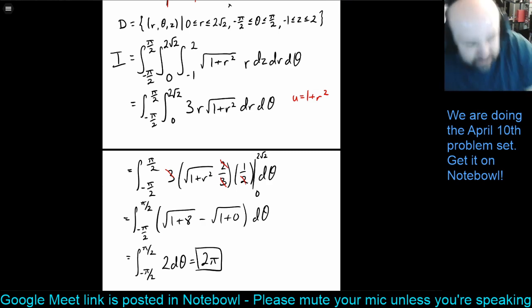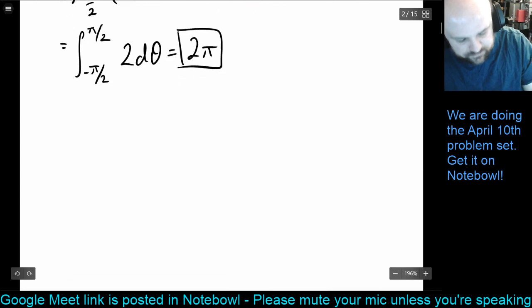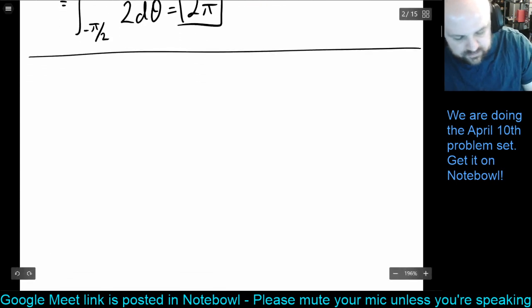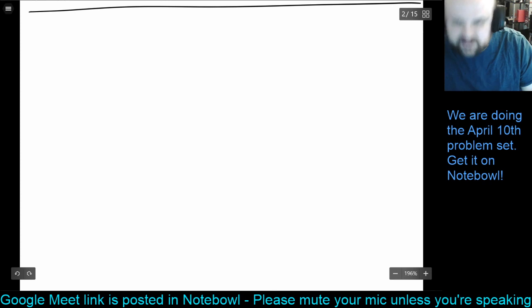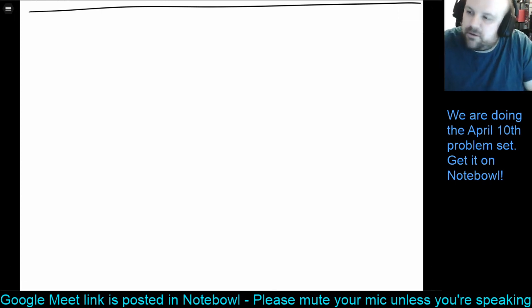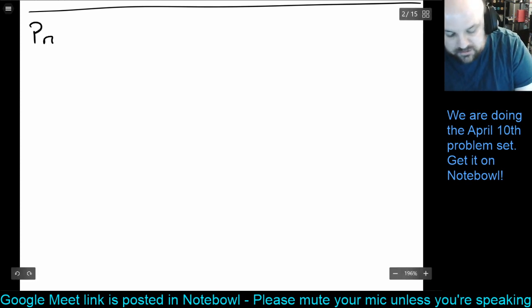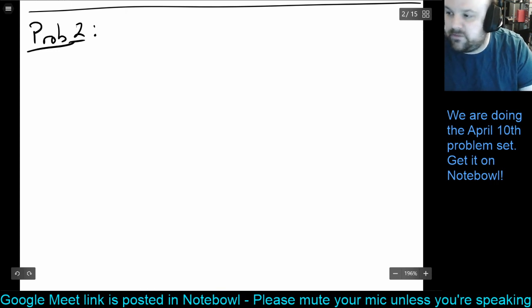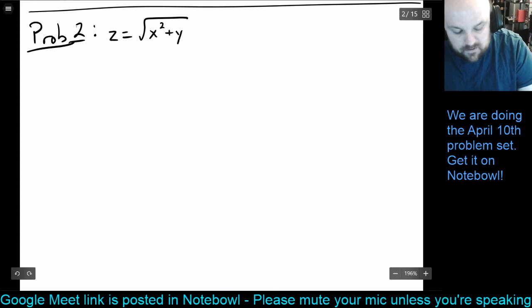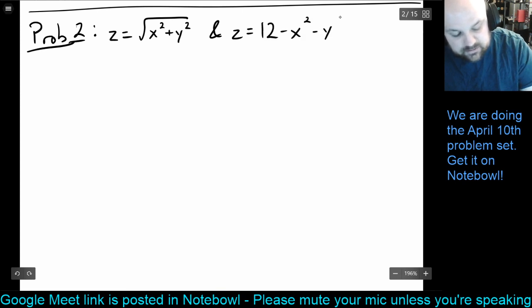Okay, so let's go ahead and look at the next problem here. The next problem, problem 2, is we want the volume of the region bounded by the cone and the paraboloid 12 minus x squared minus y squared.